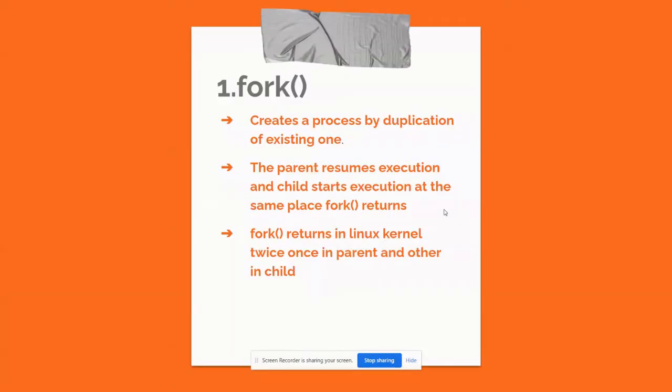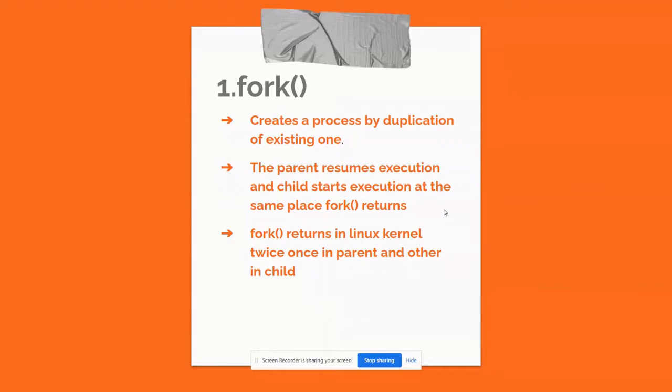Fork is the system call which creates a process by duplicating the existing process. The parent resumes execution and the child starts execution at the same place where the fork returns. Fork returns twice in the Linux kernel, once in the parent and once in the child.